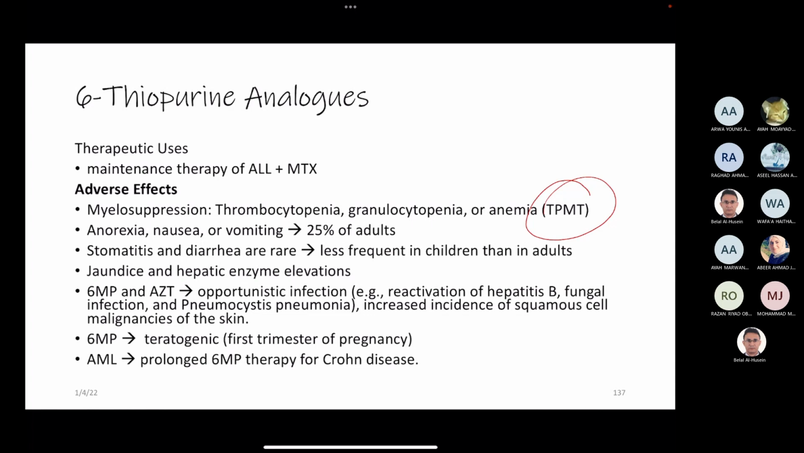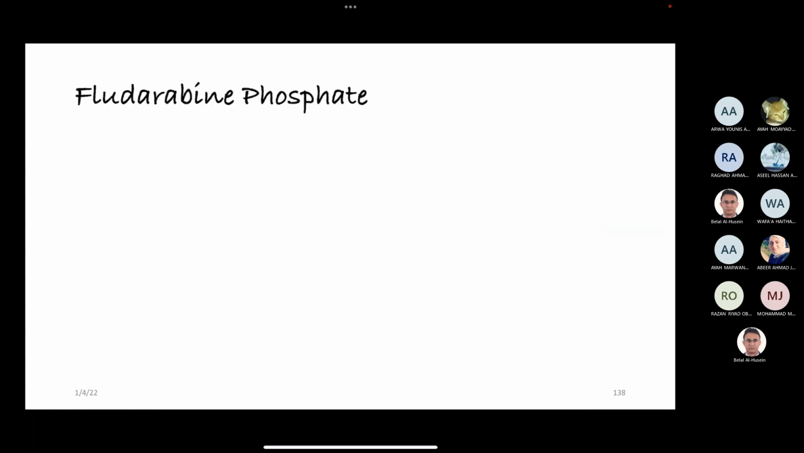Also, there is the risk of opportunistic infection. So you have to see if you need to prescribe antimicrobial agents with those infections. 6MP is teratogenic, cannot be used during the first trimester of pregnancy, and also it could cause secondary malignancies like AML, خصوصا إذا استخدمته for a long period of time, especially with a chronic disease like Crohn's disease.